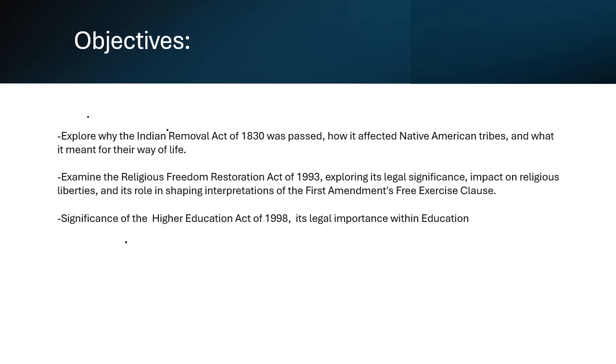The objectives are to explore why the Indian Removal Act of 1830 was passed, how it affected the Native American tribes, and what it meant for their way of life. We will also examine the Religious Freedom Restoration Act of 1993, its legal significance, its impact on religious liberties, and how it shaped the First Amendment Free Exercise Clause, as well as the significance of the Higher Education Act of 1998 and its legal importance within the education system.